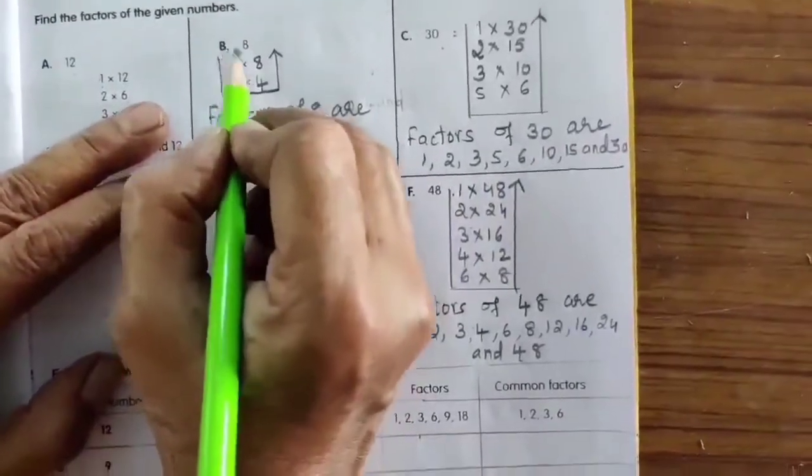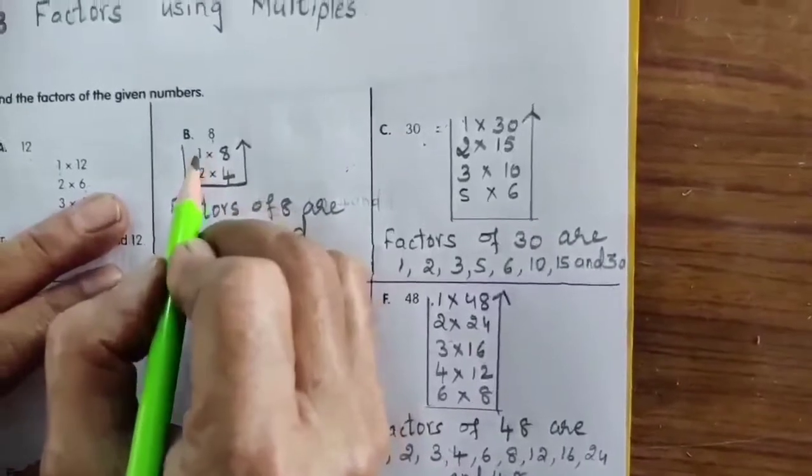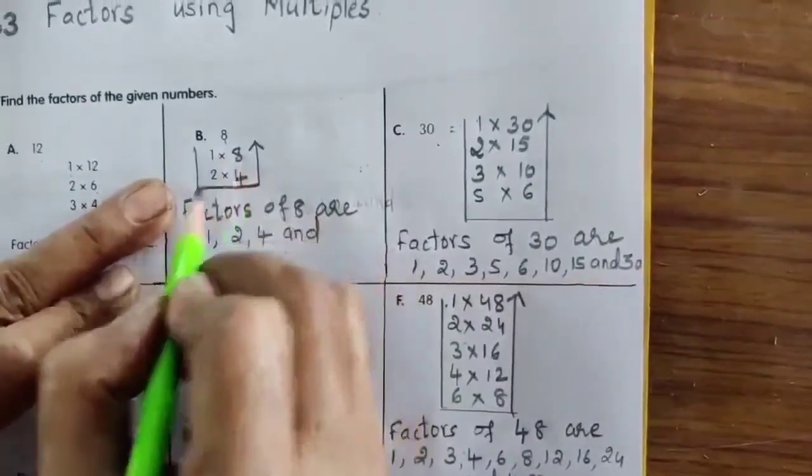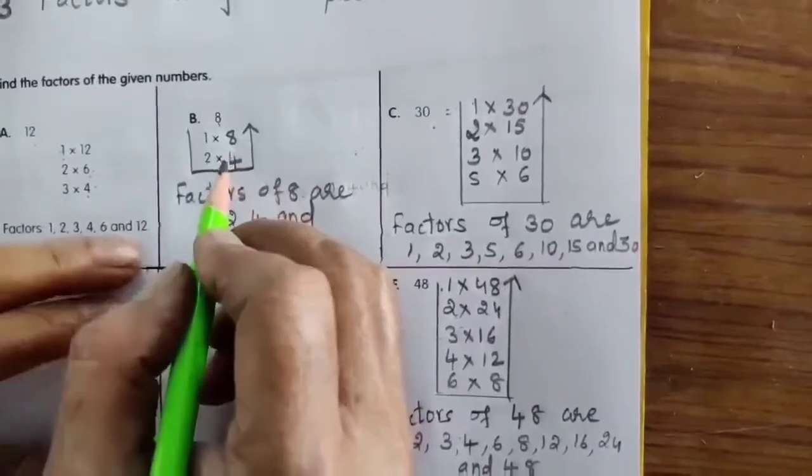Next B bit. Now find the factors of 8. What are the factors of 8? 1 8 is 8. 2 4s are 8. Is 3 a factor of 8? No. Is 4 a factor of 8?